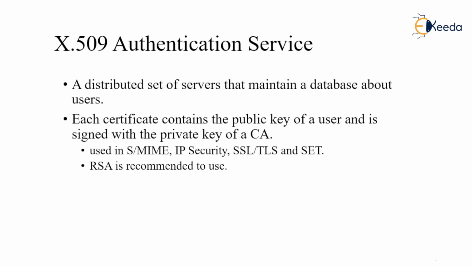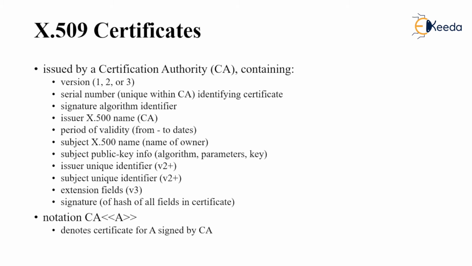These types of certificates are very useful in S/MIME, for IP security protocols, for Secure Socket Layer protocols, for Transport Layer Security protocols, and for SET. RSA is recommended for the implementation of such authentication services. Now let's begin with the X.509 certificate, which is a type of digital certificate itself.